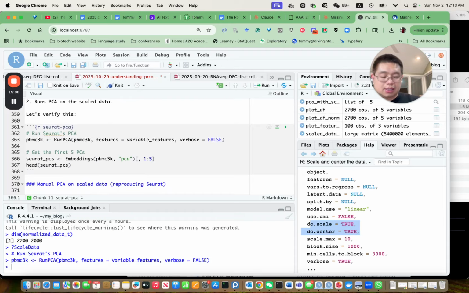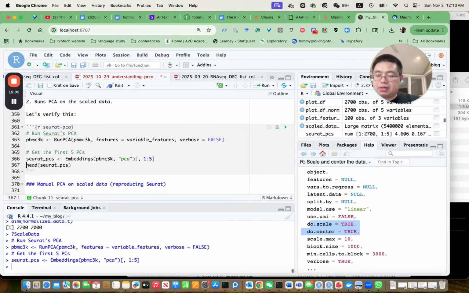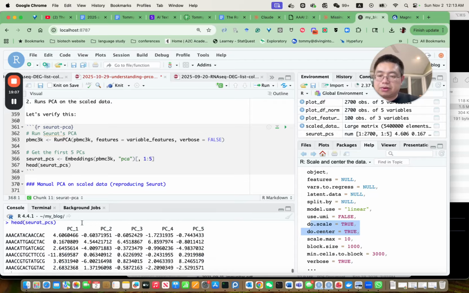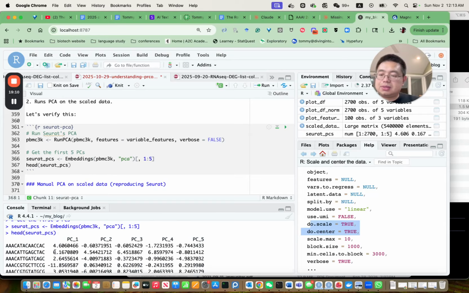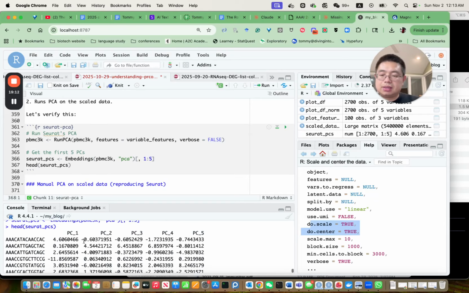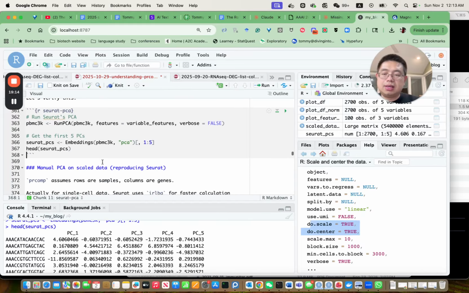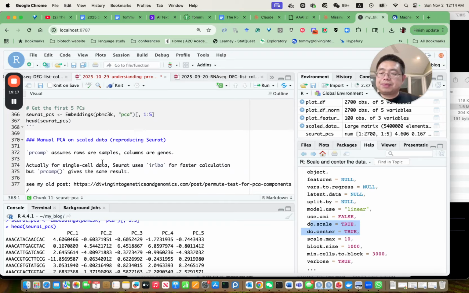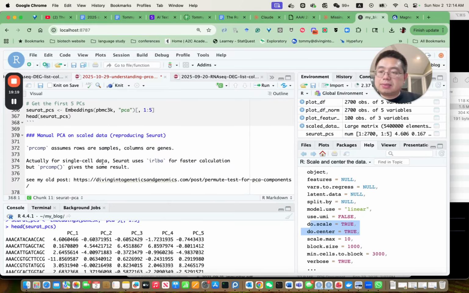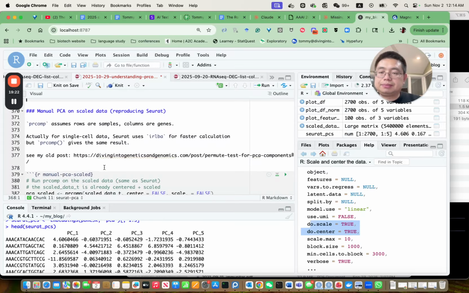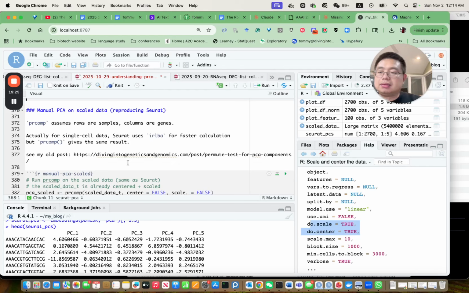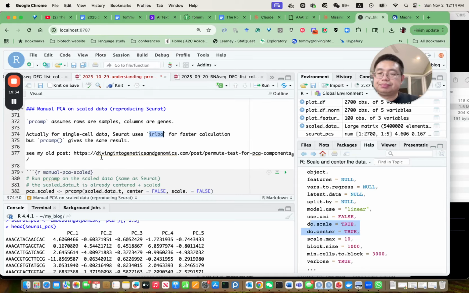And then we take out the principal components using the embedding function, and let's take a look at the first 5 columns and then first 6 rows. Okay, these are the principal components Seurat calculates. And let's just do it manually using the prcomp function. By the way, for single cell data, Seurat uses this irlba function for faster calculation, but prcomp gives the same results.